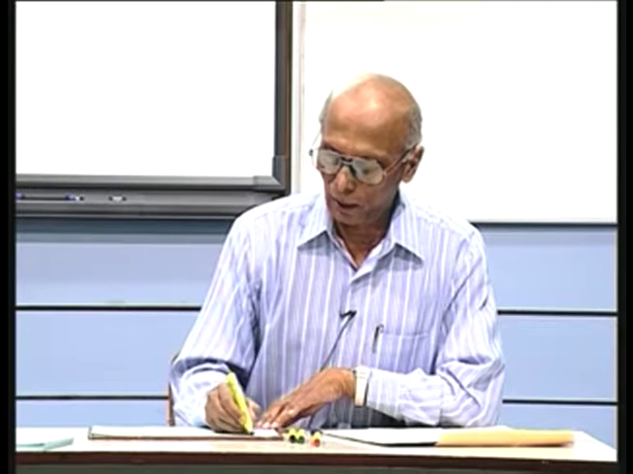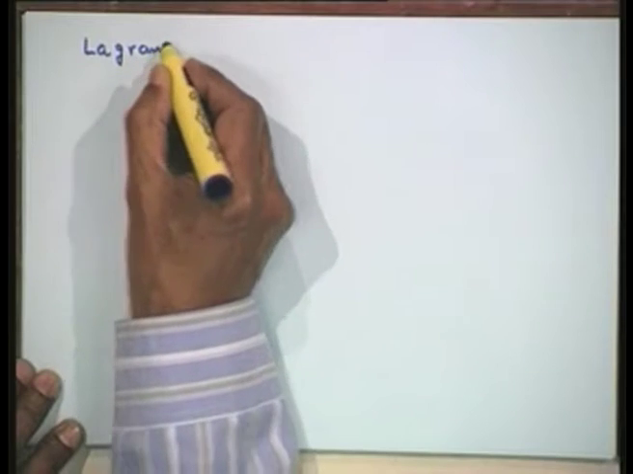Now, in the previous lecture, we have introduced the concept of an interpolating polynomial. We were deriving the Lagrange interpolating polynomial which fits a given data. Let us just revise what we have done last time. We were trying to derive the Lagrange interpolating polynomial.